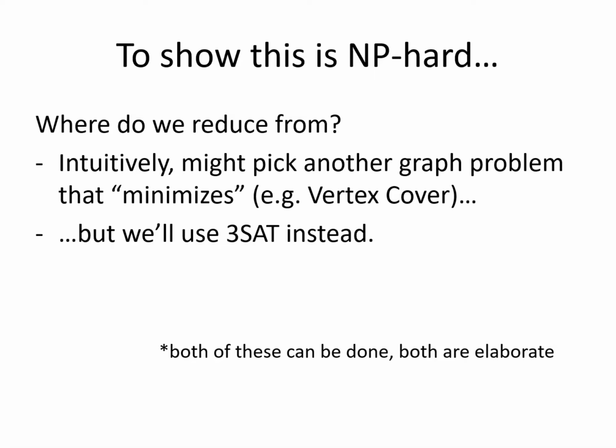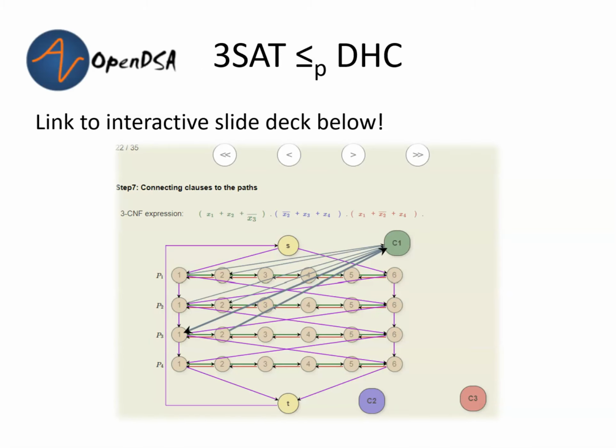In order to introduce you to how this reduction works, from 3-SAT to directed Hamiltonian cycle, I'm going to show you some interactive slides that I encourage you to walk through step by step. They show how you build up a graph that corresponds to a Boolean formula, such that if that formula is satisfiable, then this graph will contain a directed Hamiltonian cycle. At this point, I'd encourage you to pause and go look at that slide deck yourself.